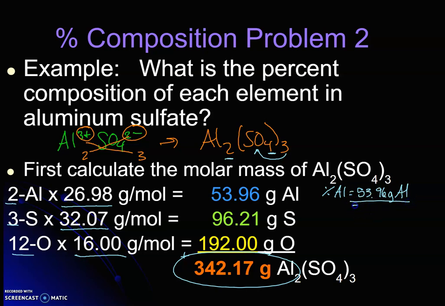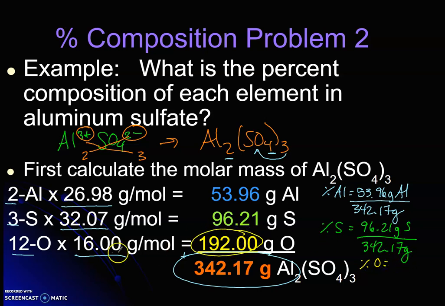So if I want my percent of aluminum, I have to take my 53.96 grams of just aluminum out of my 342.17 grams total. And if I want my percent of sulfur, it's going to be 96.21 grams of sulfur out of my 342.17 grams total. And my percent of oxygen is going to be this subtotal, not the 16. It's the 192.00 grams of total oxygen out of the 342.17 grams total. And then each one gets multiplied by 100.